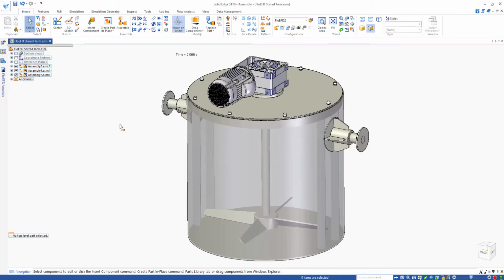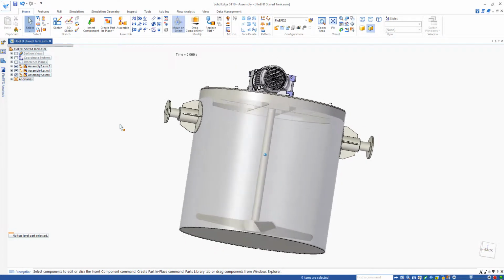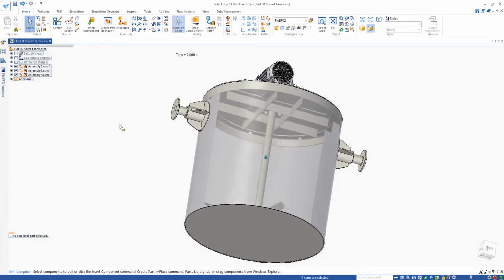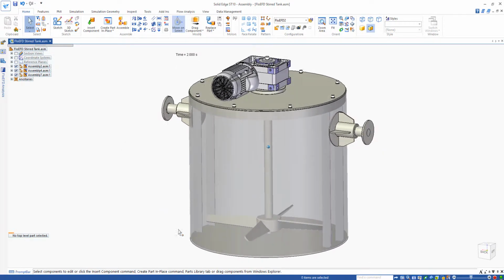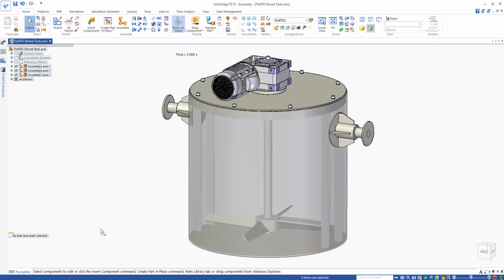Hello and welcome to this demonstration of FloEFD for Solid Edge. Today we're going to be looking at a stirred tank example where we have some paddles at the bottom with a motor to rotate that, and we'd like to understand what the mixing efficiency of the two fluids within this tank is going to be.